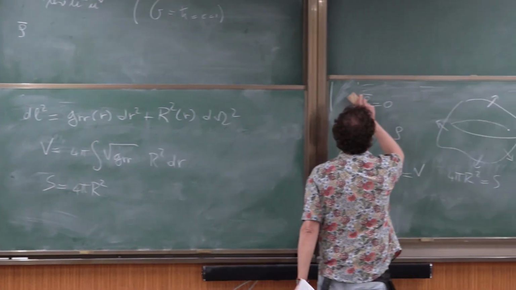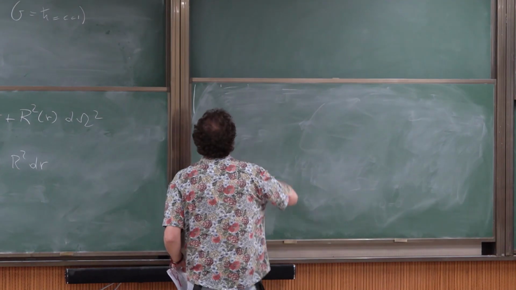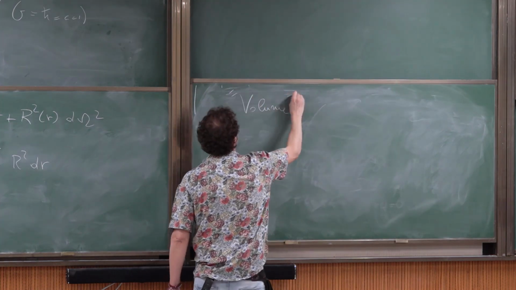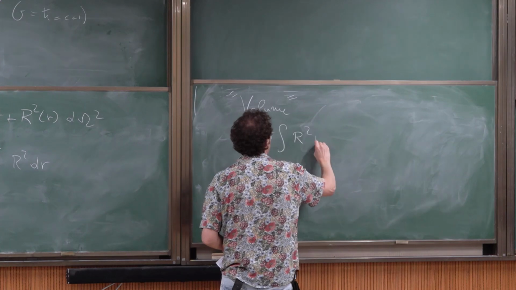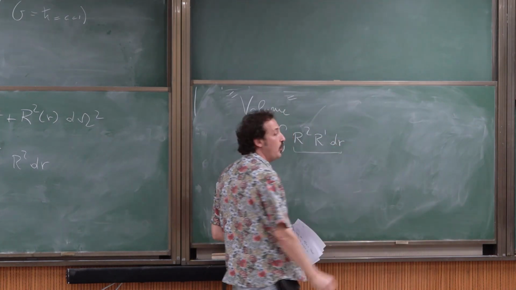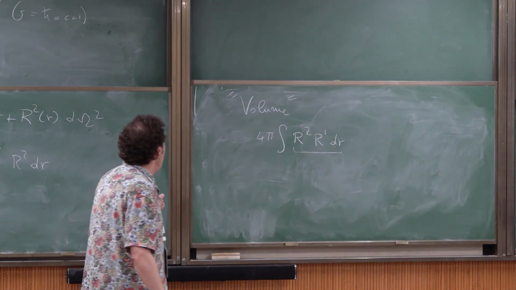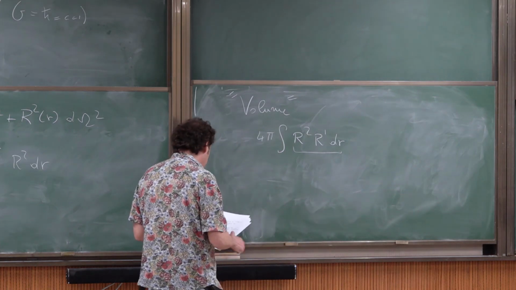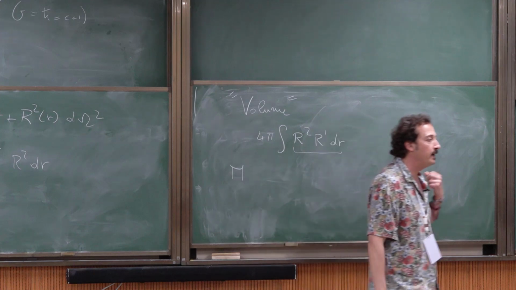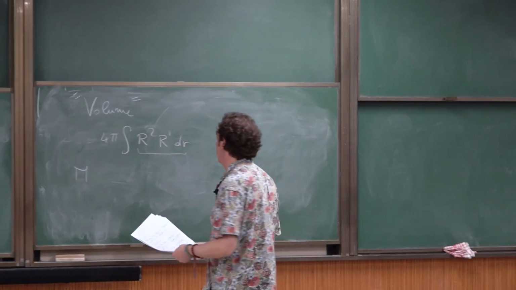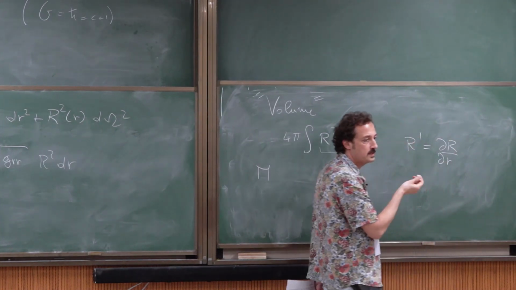So what we define is a new volume, let's call it V with a prime, which is 4 pi times the integral of r squared r prime dr. This will be basically the volume of the sphere using the area radius, so what determines the enclosed surface. If this is the volume, I'm going to define a mass, which is nothing else than the integral of the energy density enclosed in this volume. R prime is dr by dr, correct. Sorry. In this case we have only r because I'm taking the static case.